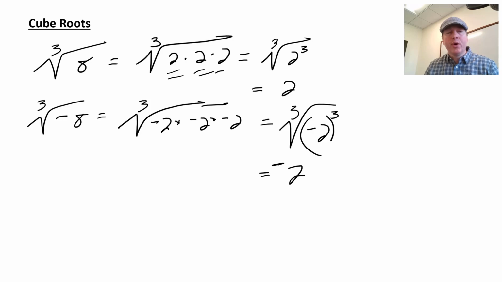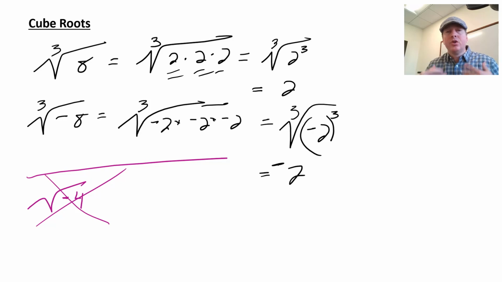Now, a point on roots: you can have the cubed root of a negative number. You cannot have the square root of a negative number. So the square root of -4 does not exist, it's not defined. There's no number that you can multiply by itself twice to get a negative number. So no such thing as the square root of a negative number.